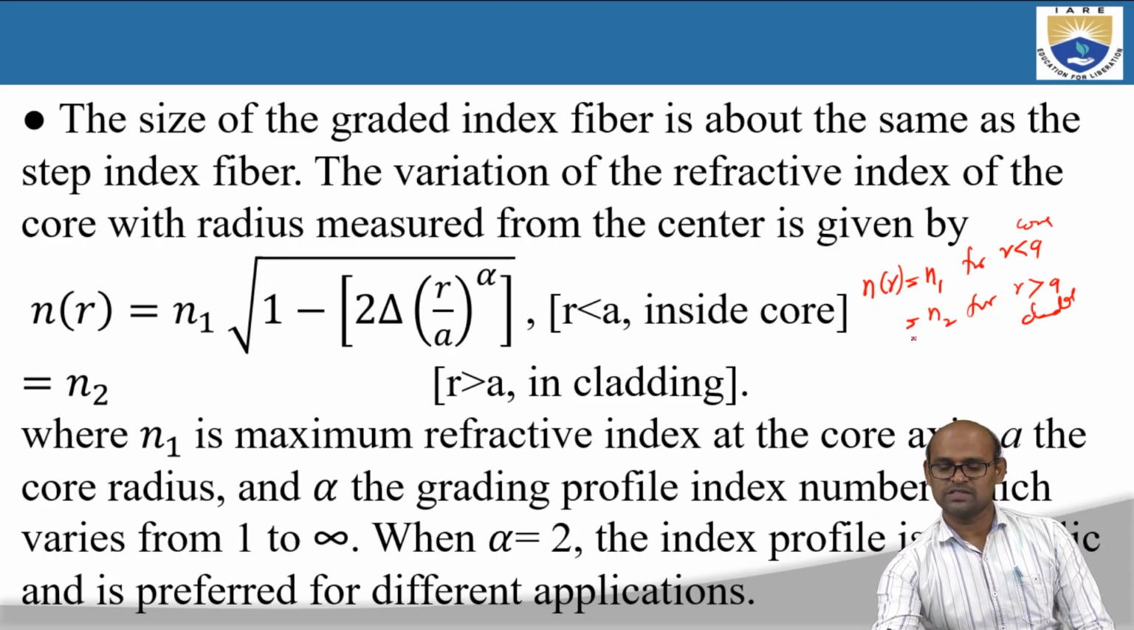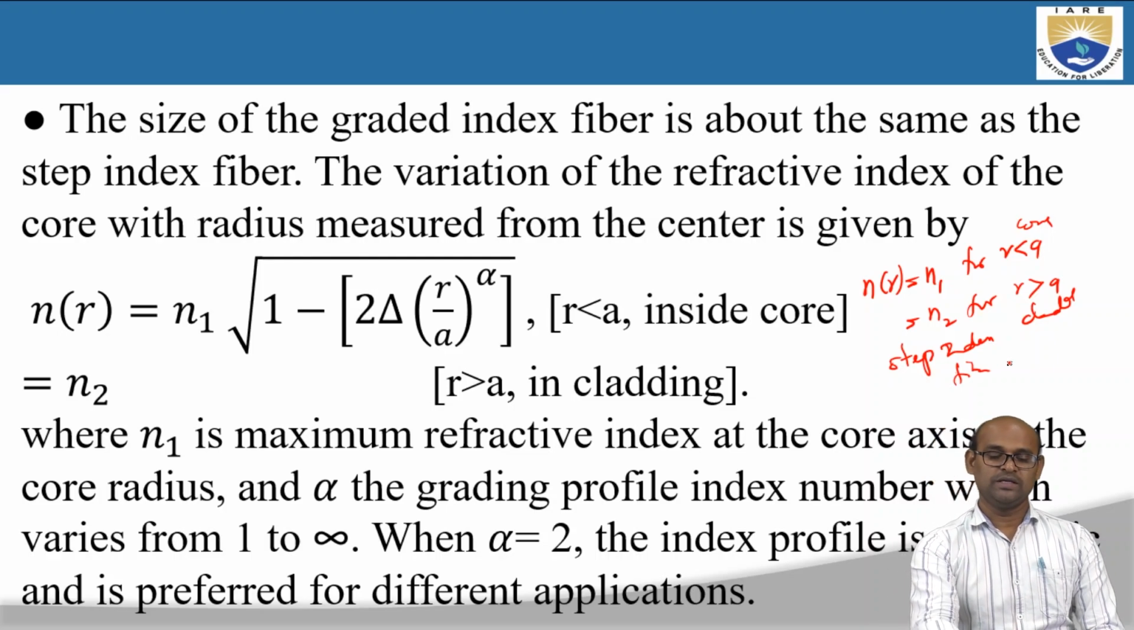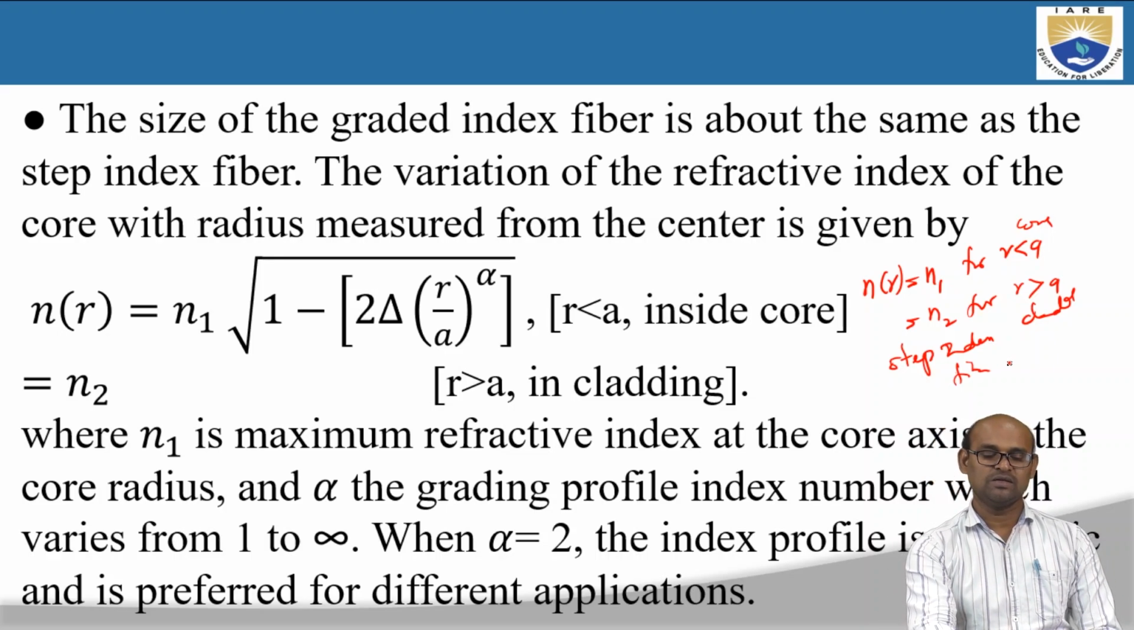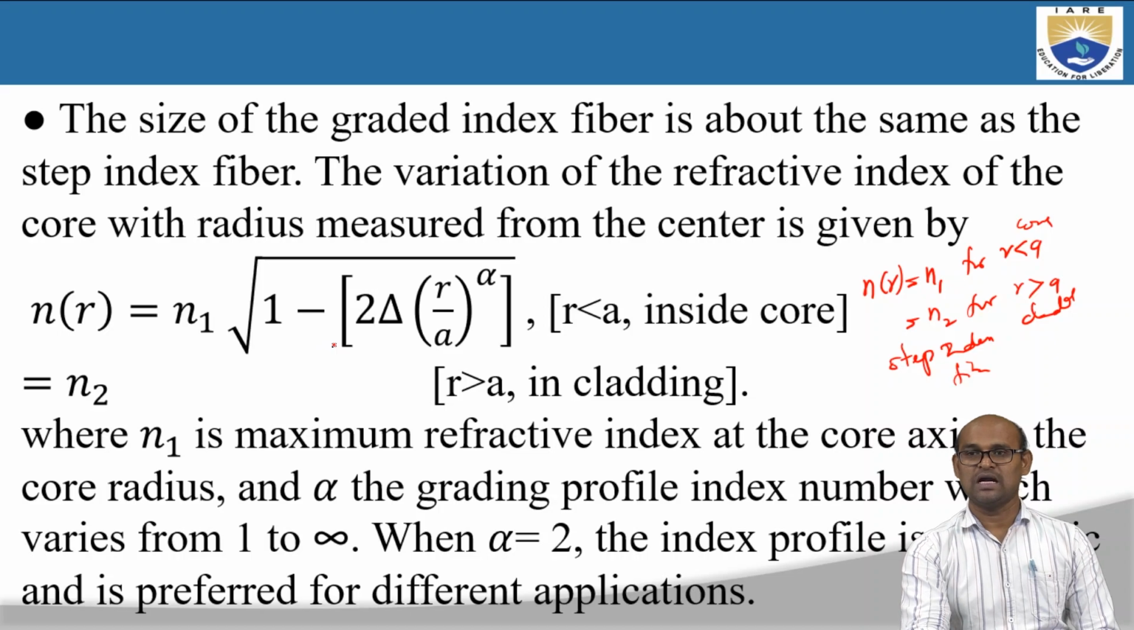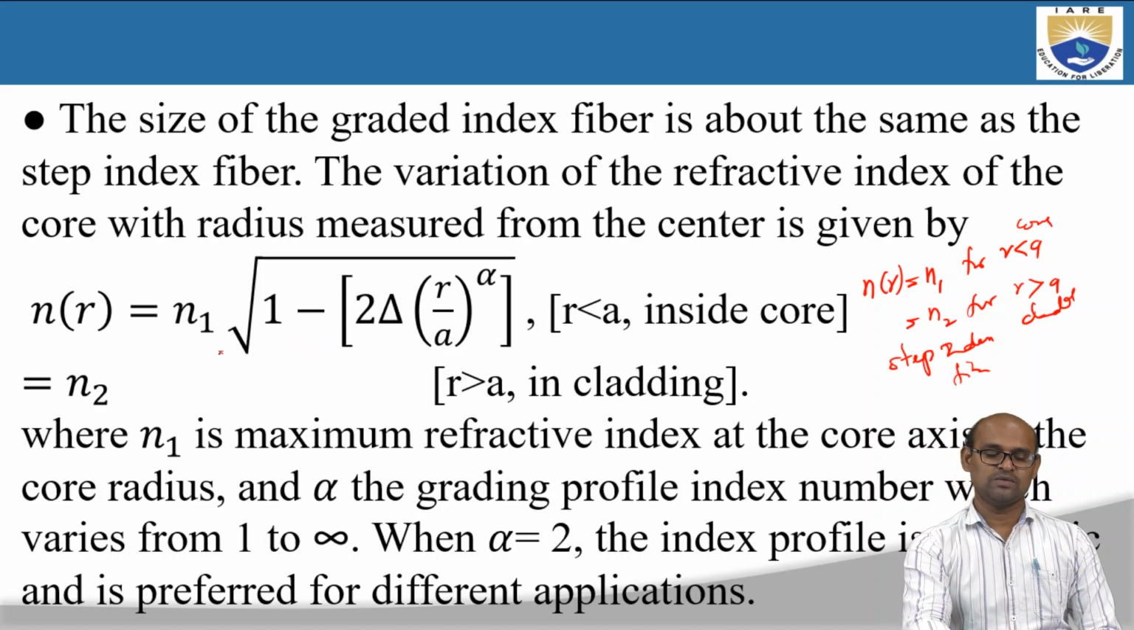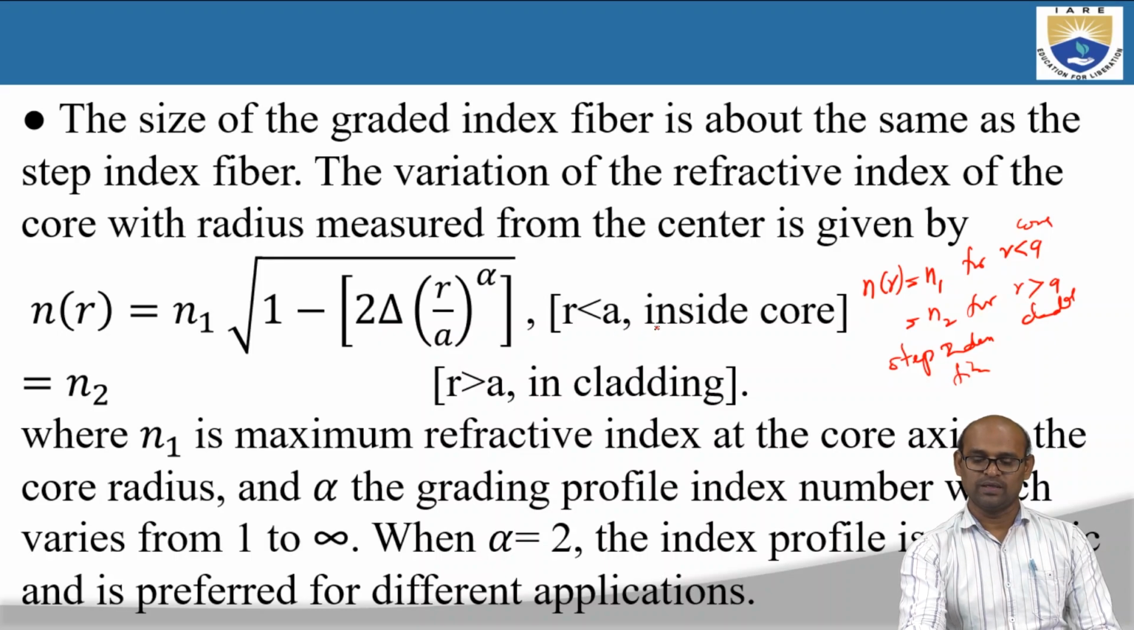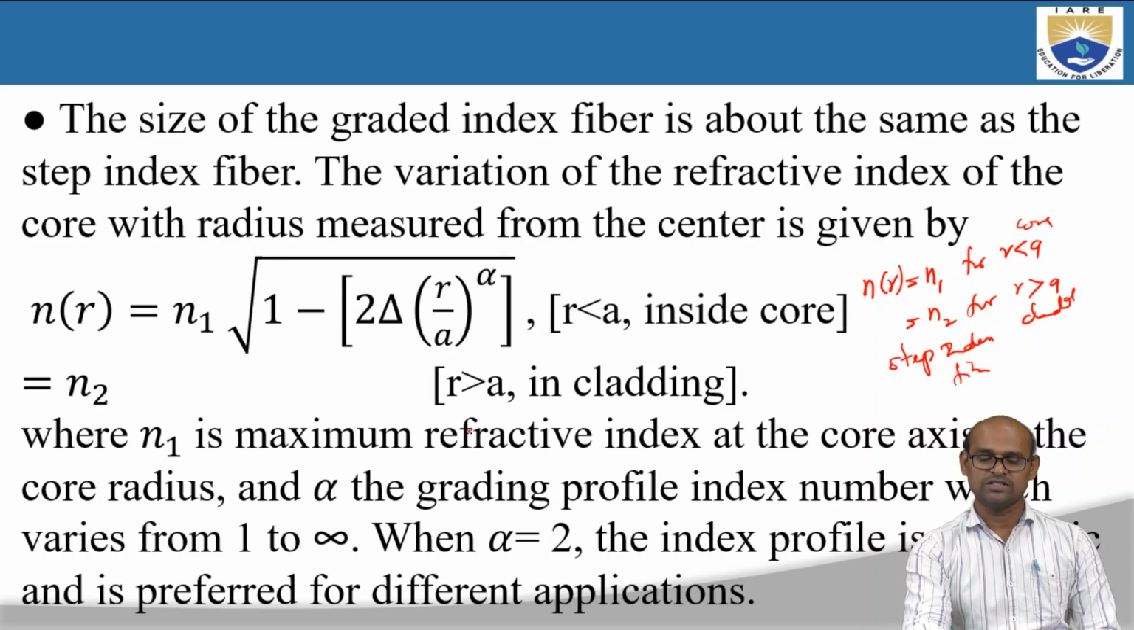Now, this is for the step index optical fiber, where the refractive index is constant. But here we have graded index fiber. That is the reason why the refractive index profile in the core is not constant like step index. It has an inverted parabola like structure. So that is the reason why I have defined n(r) as n1 times the square root of 1 minus 2 delta times (r by a) to the power alpha in the core, and it is equal to n2 in the cladding. The refractive index of this graded index fiber is constant in the cladding.